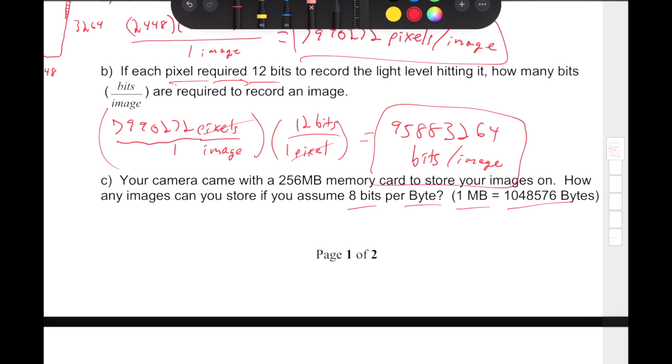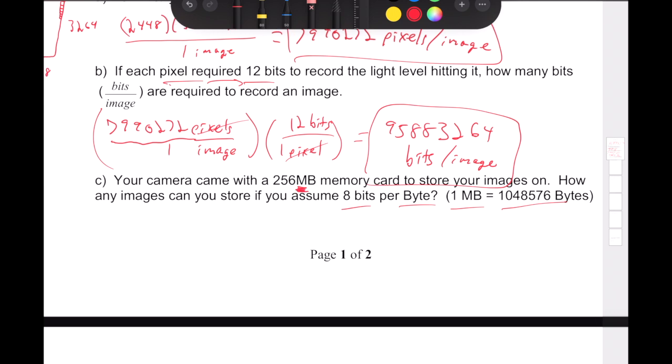What does mega mean? What does this M stand for? Well, if you see an M as a prefix, it's mega, which is 10 to the 6th. It's a million. You're going to multiply by a million. So 256 times 10 to the 6th bytes are on every memory card. I'm going to abbreviate memory card. So on this one memory card, there's that many bytes. How many bits are there in each byte? Well, they tell us one byte is 8 bits.